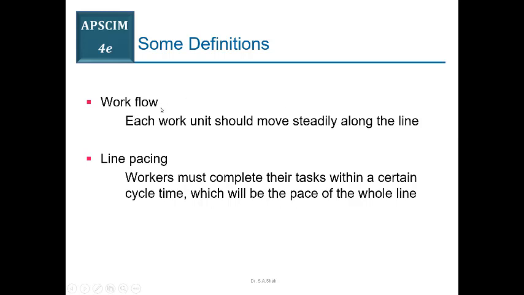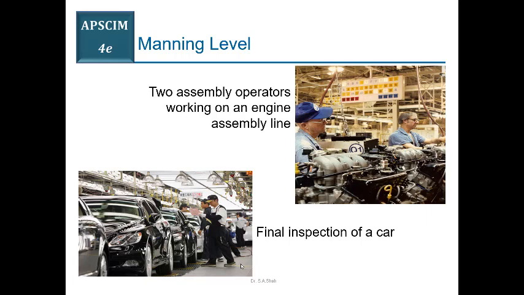So workflow जो है एक तो पेस का जो मैंने आपको बताया, each work unit should move steadily along the line, and that movement policy is with reference to the cycle time of the system, और उसको हम line pacing कहते हैं. So line pacing जो है it decides that the workers must complete their task within a certain cycle time, which will be the pace of the whole line. मैनिंग लेवल की बात होगी क्वेश्चंस में.